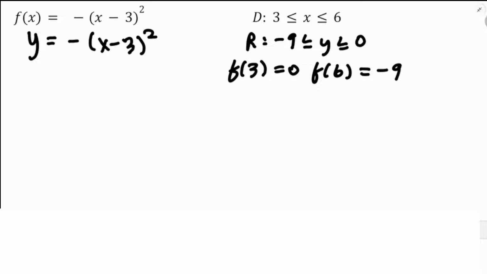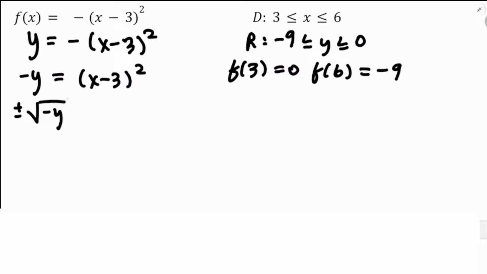And because I don't have any issues with that, the range of the original function is definitely wise. Then I'm going to solve for y. I'm going to multiply by -1. Okay, and then I'm going to take the square root of both sides, so I'll have plus or minus the square root of -y equals x minus 3.